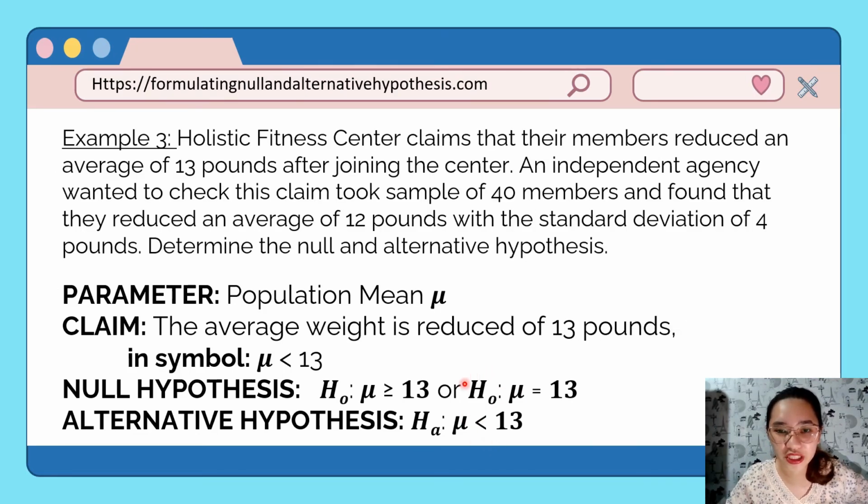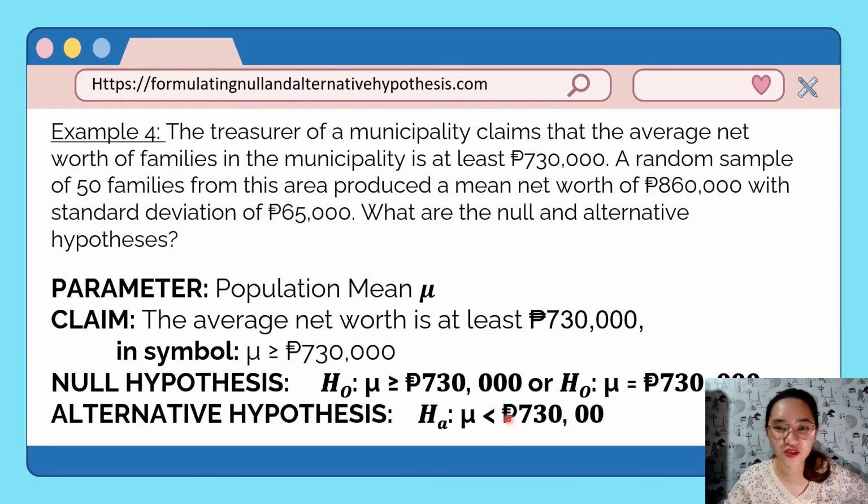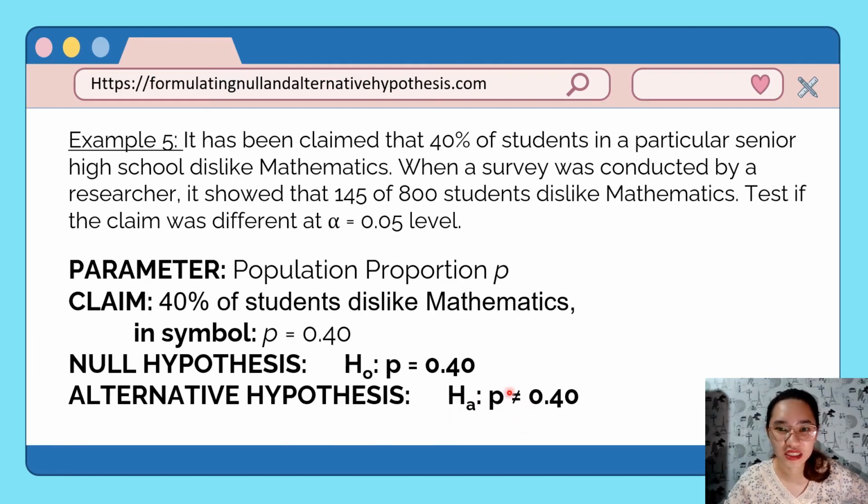Sa example number 3 natin, ang alternative hypothesis natin contains the symbol of less than. So, ibig sabihin, one-tailed test po siya. At kapag less than po, ibig sabihin, left-tailed siya. So, dito naman, ganun din, less than pa rin yung ating symbol. Ibig sabihin, one-tailed na left-tailed test siya. Ito naman, not equal. Not equal ang ating alternative hypothesis. So, ibig sabihin, two-tailed test siya.